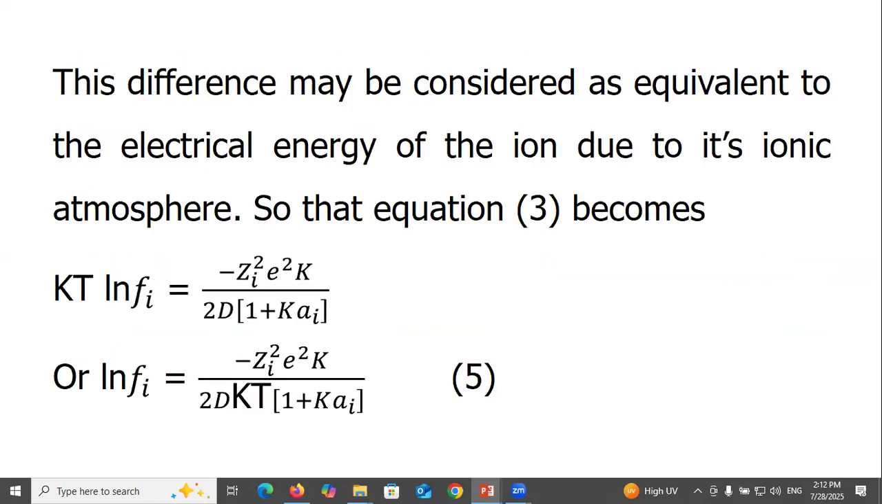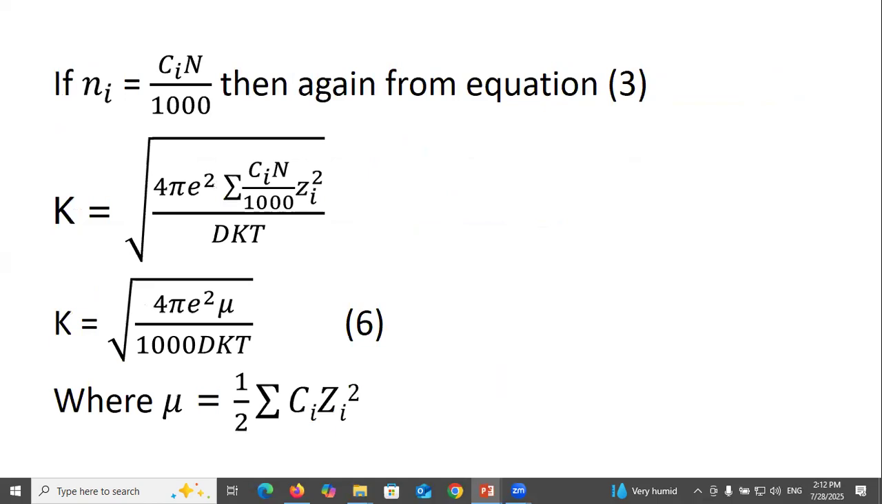This difference may be considered as equivalent to the electrical energy of the ion due to its ionic atmosphere, so that equation 3 becomes kT ln fi equals minus zeta i squared e squared K over 2D, 1 plus K ai, or ln fi equals minus zeta i squared e squared K over 2DkT, 1 plus K ai, equation 5.